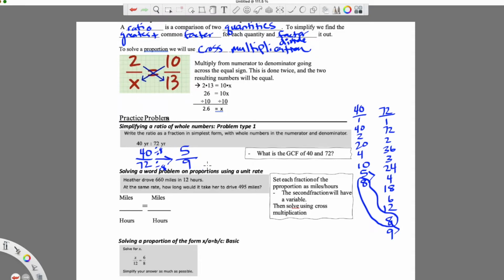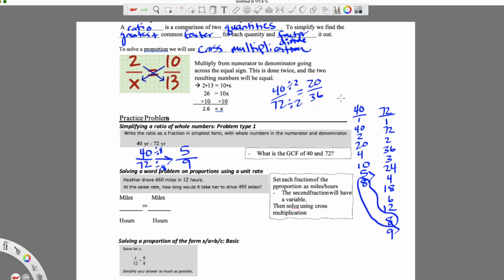So I can kind of quickly reduce that. But if you don't go through the whole list, you don't have to do it this way. You could do it in smaller pieces. So I could have done 40 and 72, and I could have divided by 2 because they're both even. So that's perfectly fine. 40 divided by 2 is 20. 72 divided by 2 is 36.